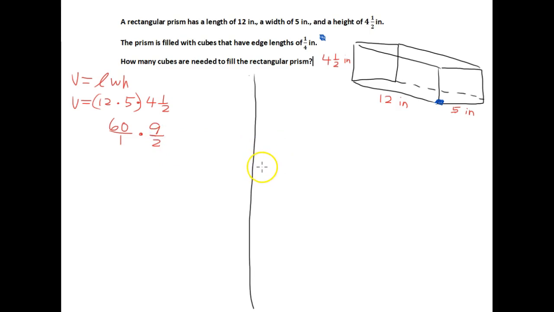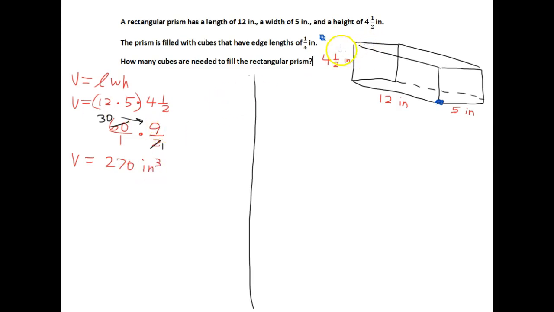Okay. And at any time, if you're having trouble, pause this video and rewind just a little bit. That's a great thing to do. Let's knock some stuff out here. 2 divided by 2 is 1. 60 divided by 2 is 30. So now we have 30 times 9. That is 270. So the volume of the large prism is 270. The label is cubic inches.